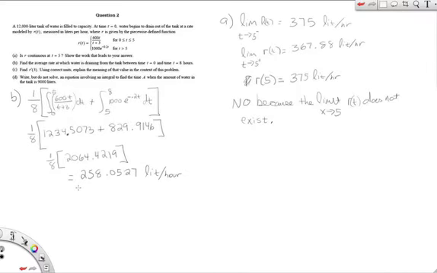Find the average rate between that. Don't explain it. Always put units. Part C. Find r prime of 3. So I'm just going to take the derivative of r at 3. And 3 is in this range, so I'm going to use this equation. So I just need to take the derivative of that and evaluate it at 3.